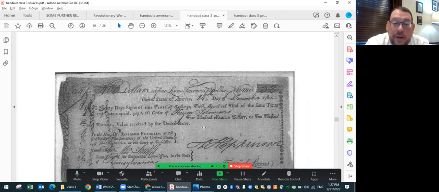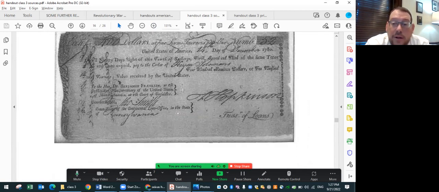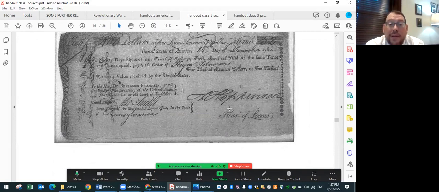So this is right at the honor of Ben Franklin, all the Treasury of Loans. This was the only way that the American government could raise money. It's a promissory note, and they said, listen, give us money now, like a bond, like you invest your money and you get paid back. And you had to have a lot of faith in America to do that.